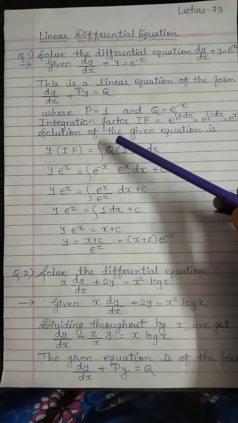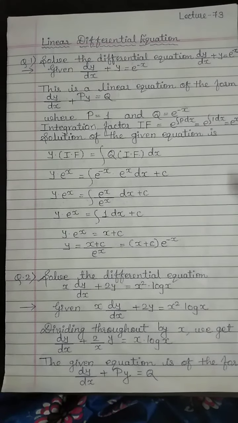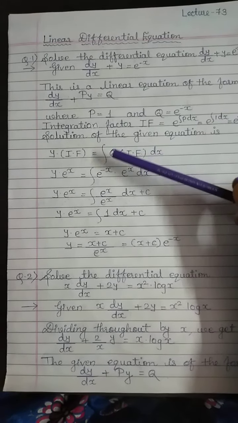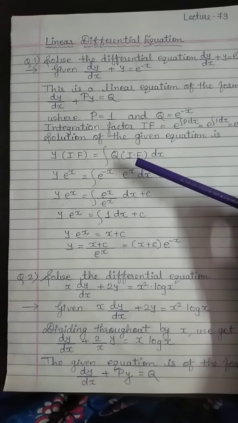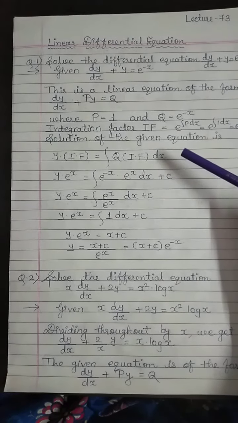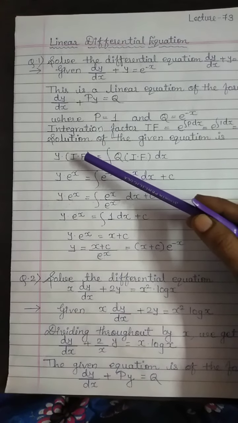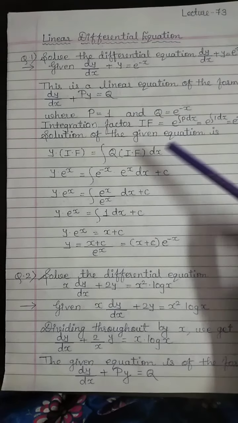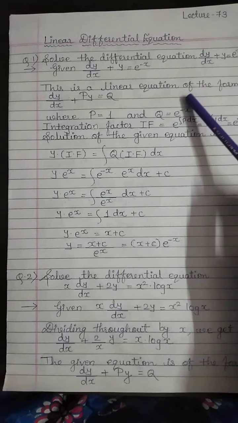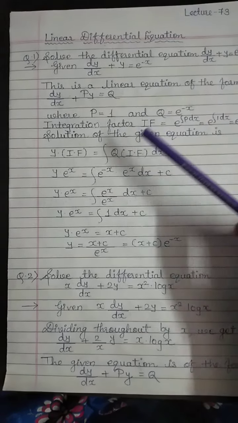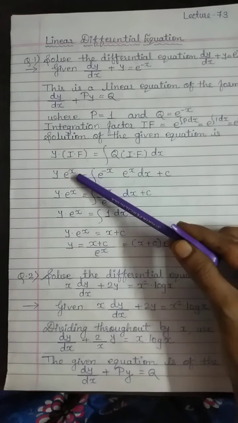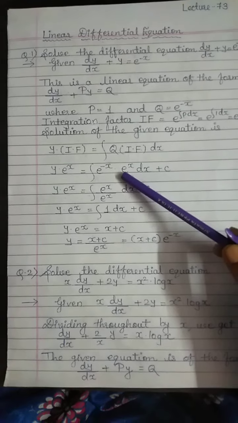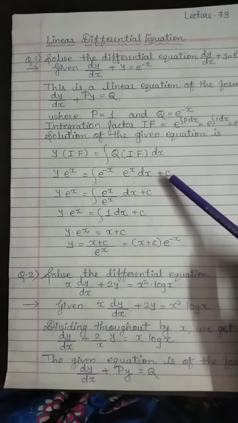Now here the solution of the given equation is given by y into integrating factor is equal to integration of q into integrating factor dx. So at the place of integrating factor we are going to substitute e raised to x, and at the place of q we are going to substitute e raised to minus x. So we have y into e raised to x is equal to integration of e raised to minus x into e raised to x dx plus c.